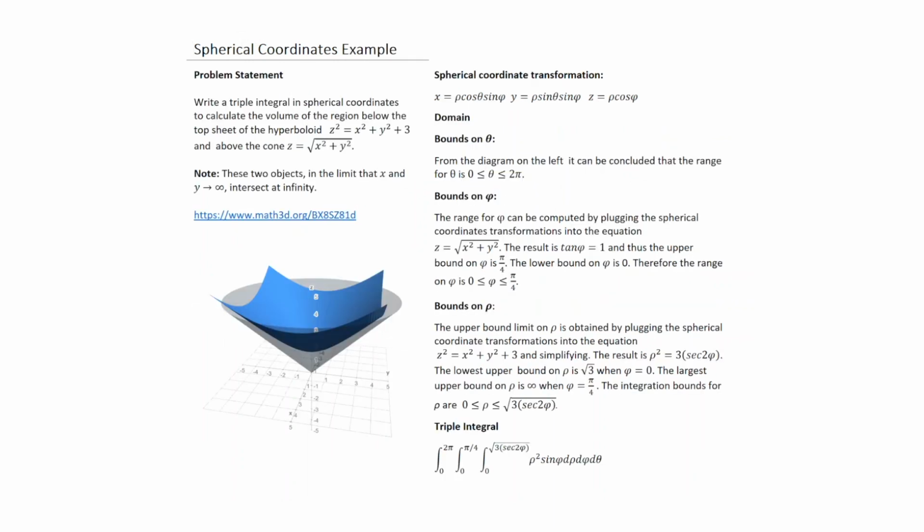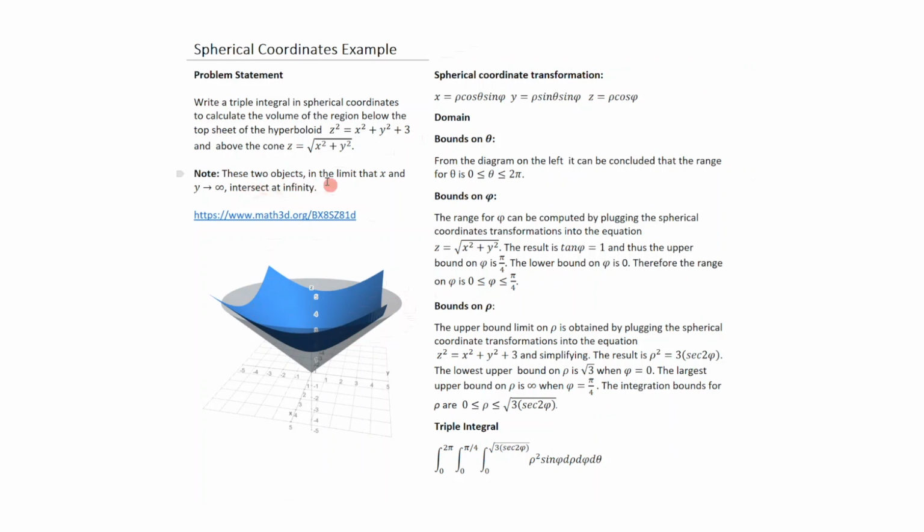So the last thing to do is an example. Here you're asked to write a triple integral in spherical coordinates to calculate the volume of the region below the top sheet of the hyperboloid, which is this blue object, given by z squared equals x squared plus y squared plus 3. Or, expressed in terms of z, z is the positive square root of x squared plus y squared plus 3. And above the cone z equals the square root of x squared plus y squared, which is this gray object that you see here.